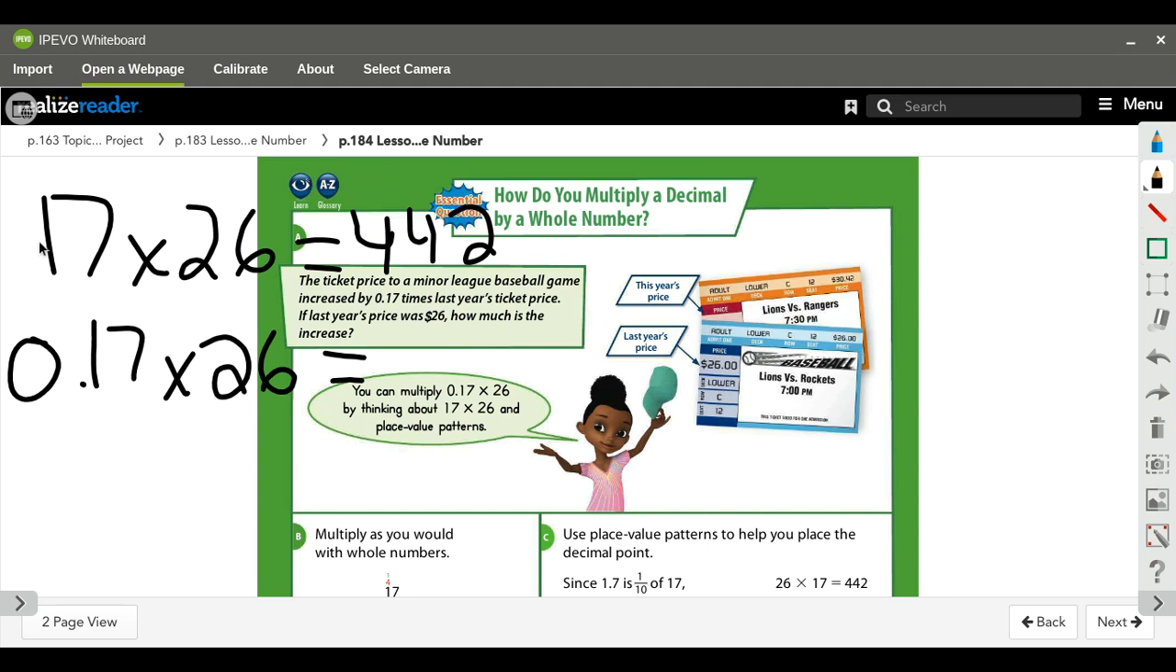So 17 in relation to 17 hundredths. To get 17, the difference between these. So I'll go back to my next place value. If I were to write 17, that's my number that I multiplied by. If I add a decimal, so I make this 1.7, 1.7 is going to be 1/10 of 17.